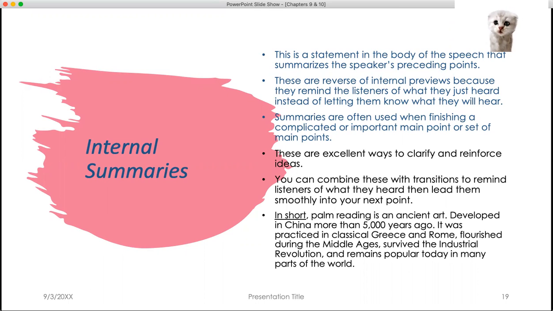Here's an example. In short, palm reading is an ancient art, developed in China more than 5,000 years ago. It was practiced in classical Greece and Rome, flourished during the Middle Ages, survived the Industrial Revolution, and remains popular today in many parts of the world. So you'll notice this is summarizing what the speaker had just talked about.